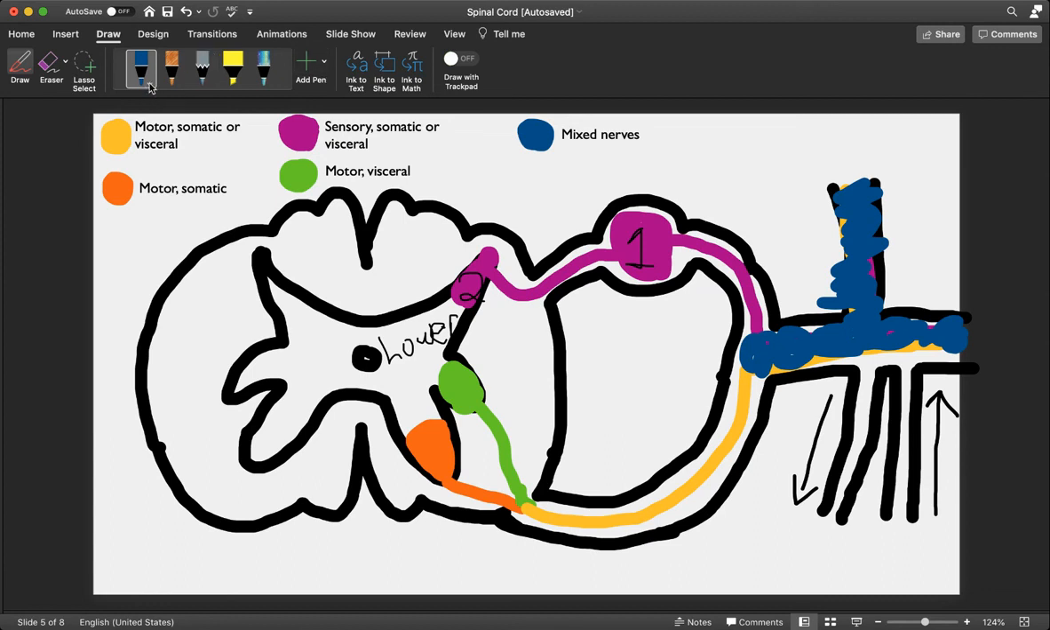Lastly, we need to talk about the rami communicants. These are pretty special. Only motor visceral can travel through the rami communicants. There's no way that motor somatic could come through here. There's no way that sensory information could come through here. It's only motor visceral.